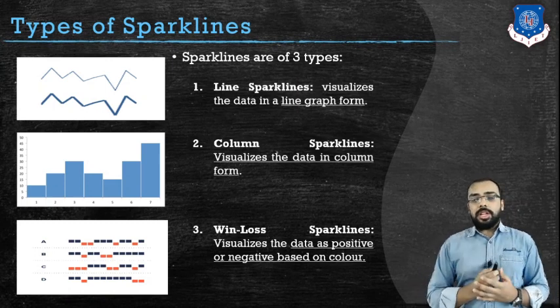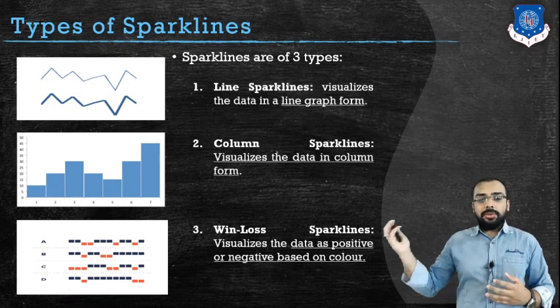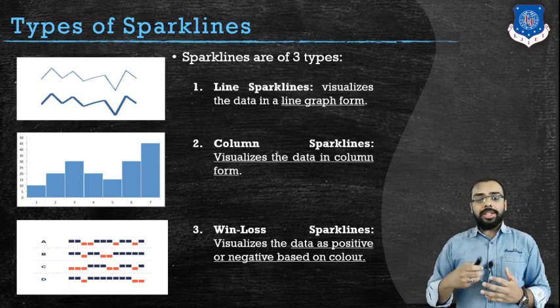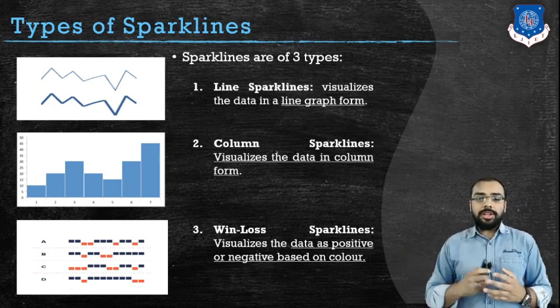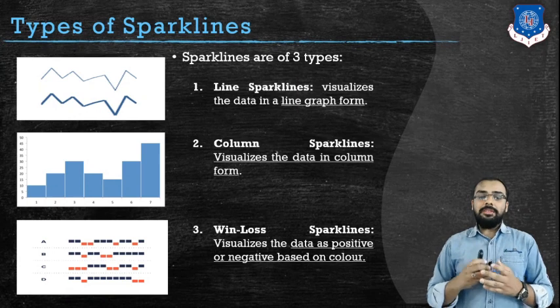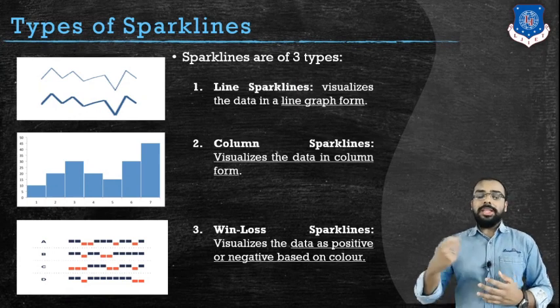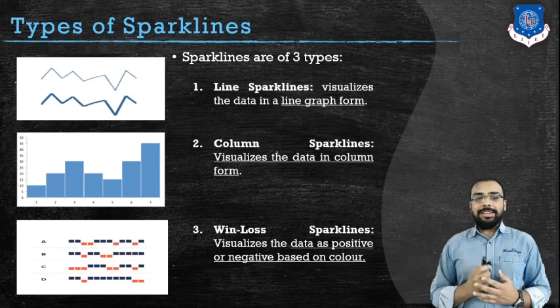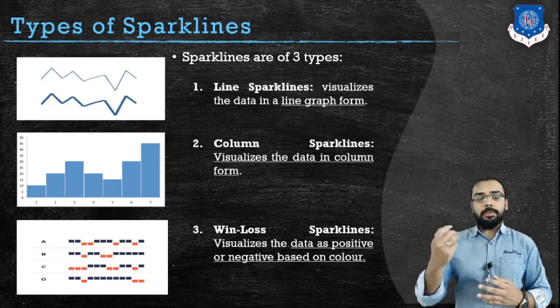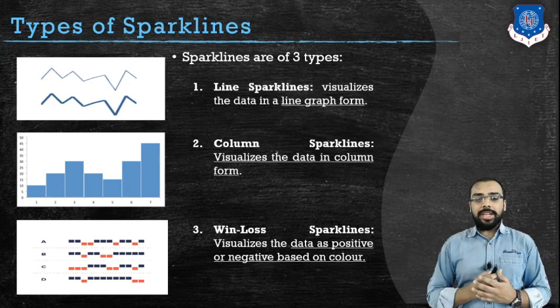The second is a column sparkline. In the figure you can see it represents our data in the form of columns. And the third is win-loss sparklines. Here the data is represented as positive or negative, that means our data can be either positive or negative. In the figure we can see two different colors, the first is blue and the second is red. Blue color indicates a win, or we can say our data is positive, and red color indicates our data is negative, or a loss.